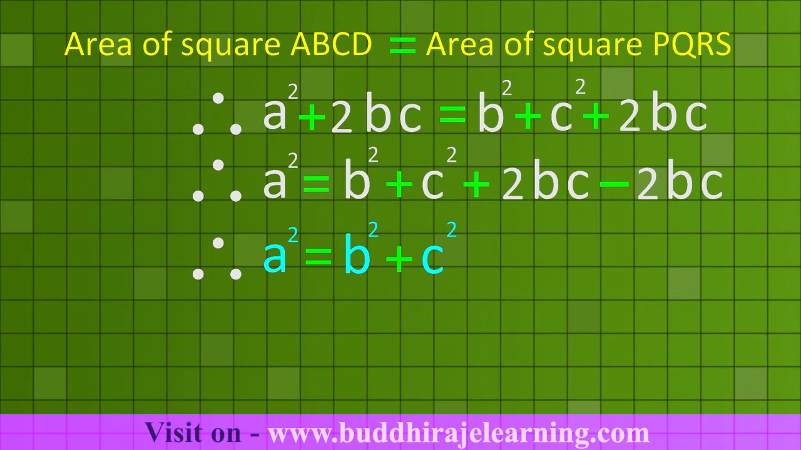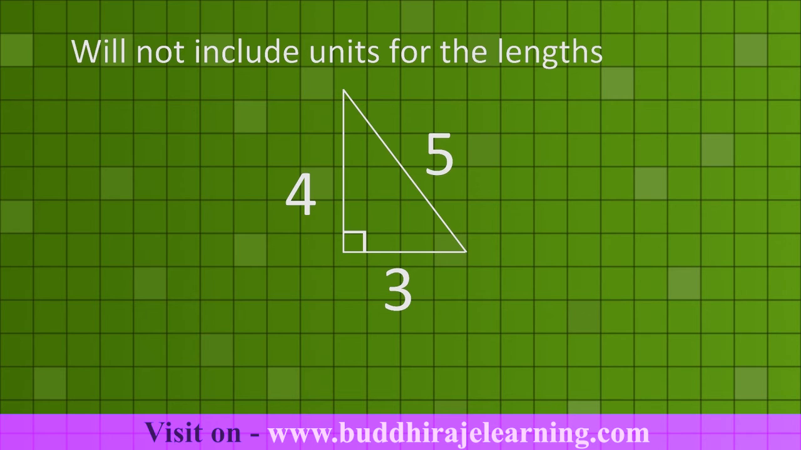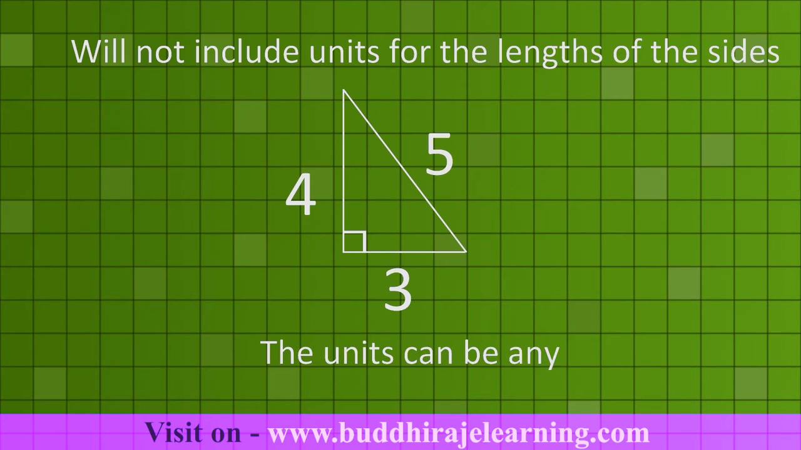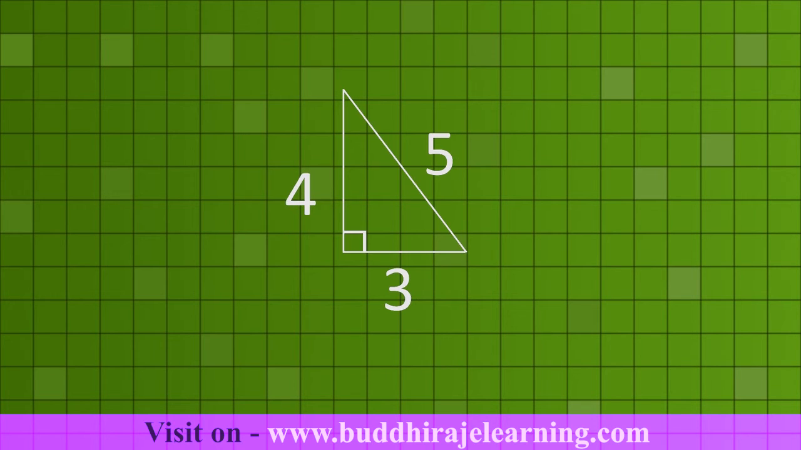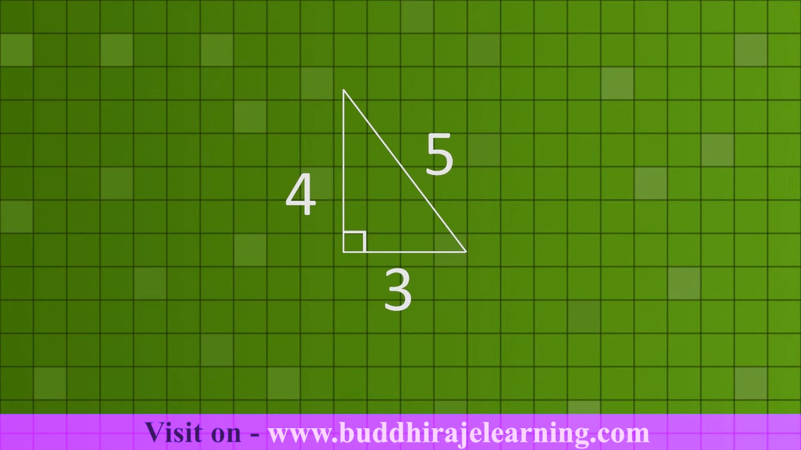Now, we make use of one more procedure to verify the Pythagoras theorem. Here we have a right angle triangle with sides adjacent to the right angle 3 and 4 respectively and the hypotenuse as 5. Here we will not include the units of the lengths of the sides. The units can be any like centimeter, meter, etc. There is no restriction on the size of the triangle. Only the ratio of the lengths of the sides is required to be 3:4:5.